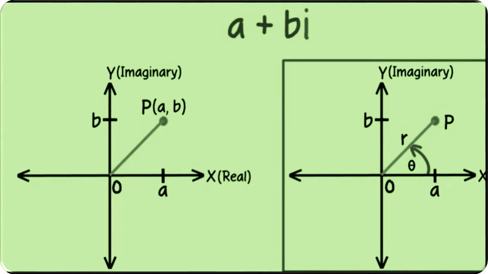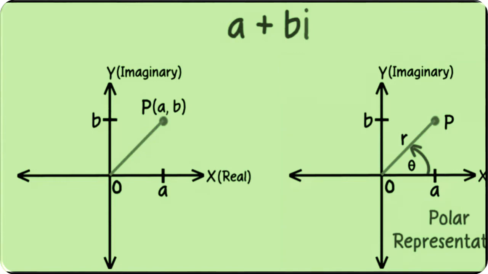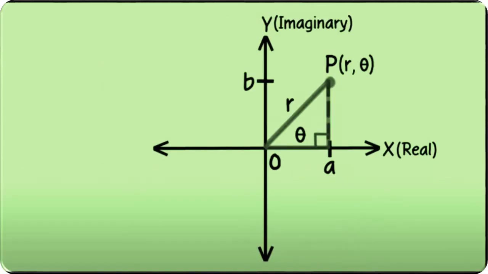What you see on the right is the polar representation of a complex number. Nothing different and nothing fancy. It is the same concept. They are just using different parameters to represent the point. If you are looking at this right triangle, this length is a, this length is b, this length is r, angle POA is theta, and this angle is 90 degrees.